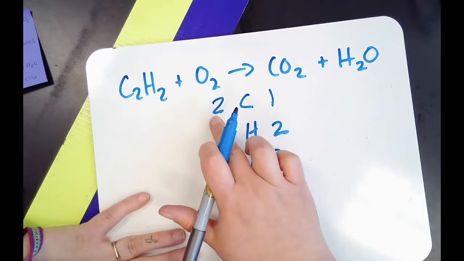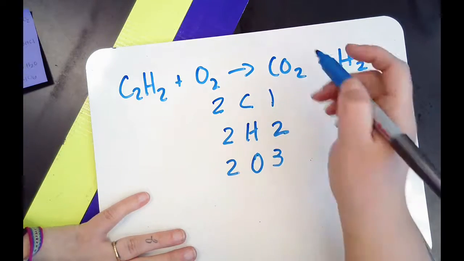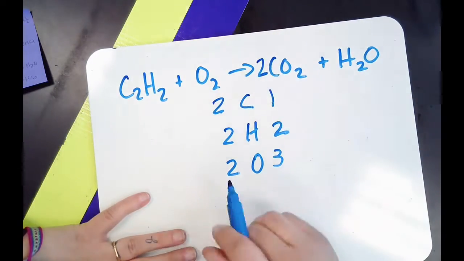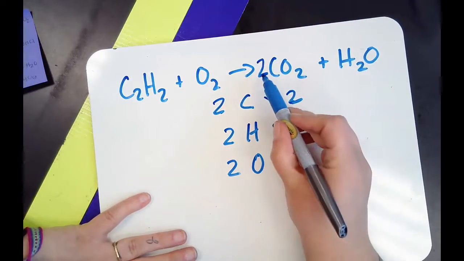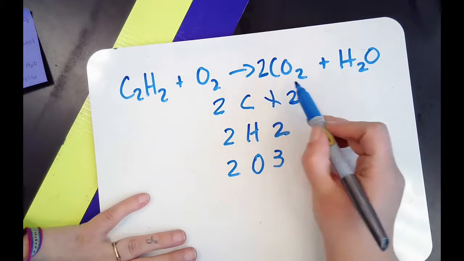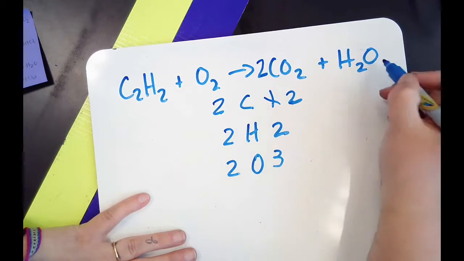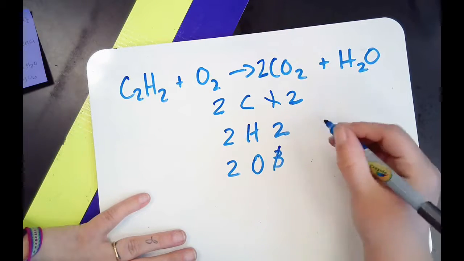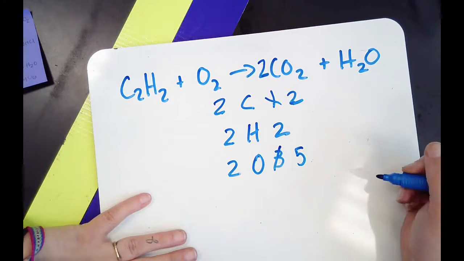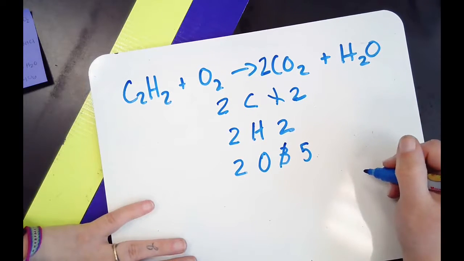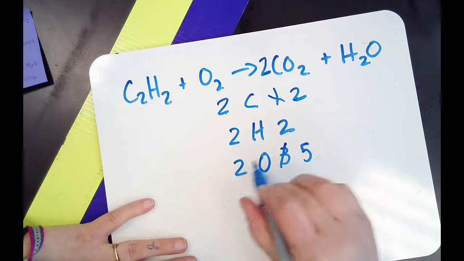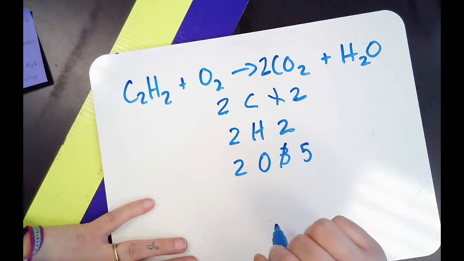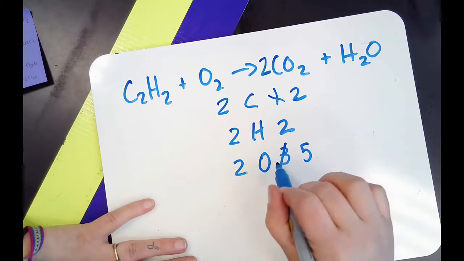So I'm going to put a 2 in front of my carbon-containing compound on my product side, and that's going to change my 1 to a 2. Now this also distributes to this oxygen, so 2 times 2, that's 4, plus this 1, so that is now 5. Okay? I need to balance my oxygens here, but to do so, I'm going to play around with my molecule on this side.